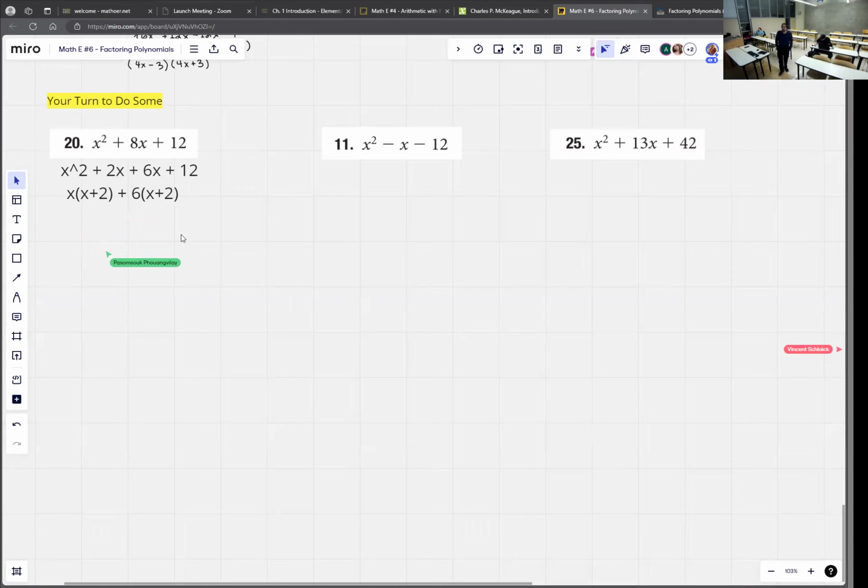Now we see the second advantage. If the A, the number in front of the x squared, is 1, like in this case, actually all three of these, then it makes that first bit of factoring easier. What's the common factor of x squared plus 2x? It's only the x, because there's never a number there. It's only just the x.